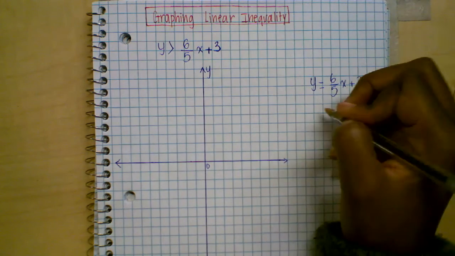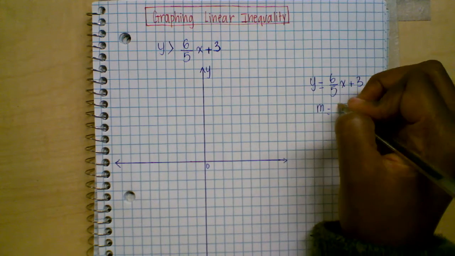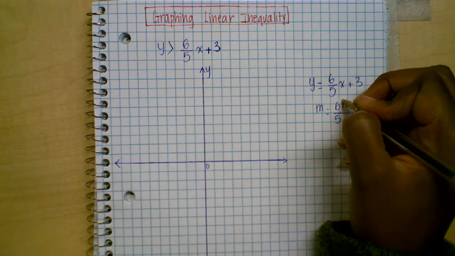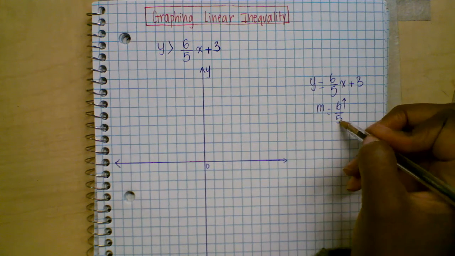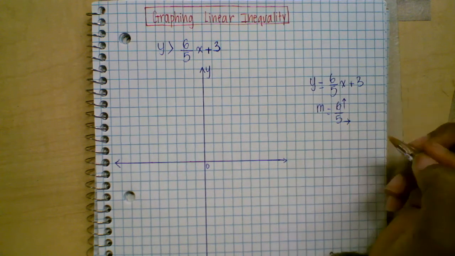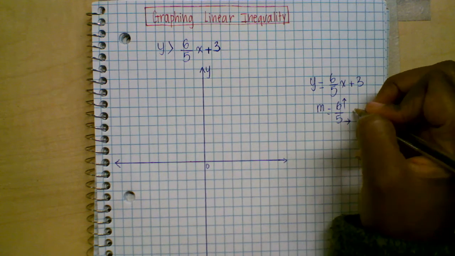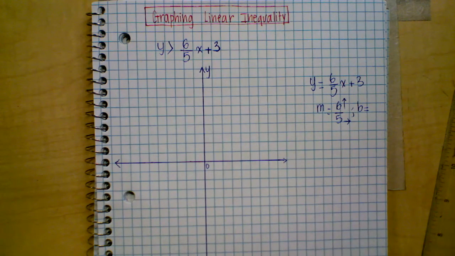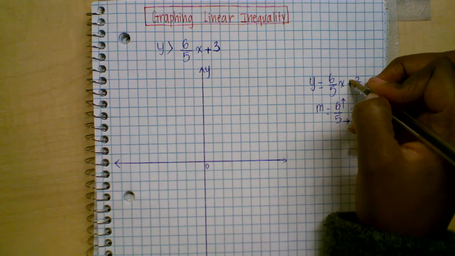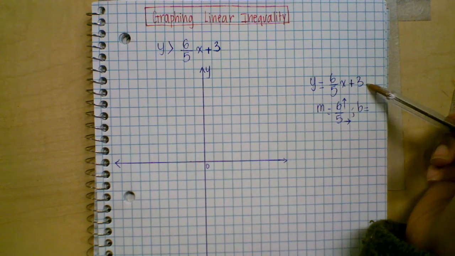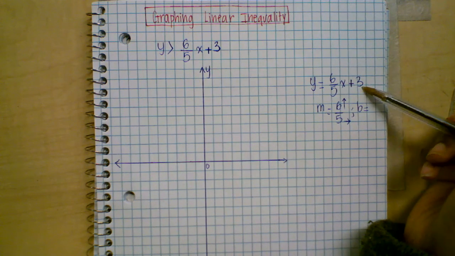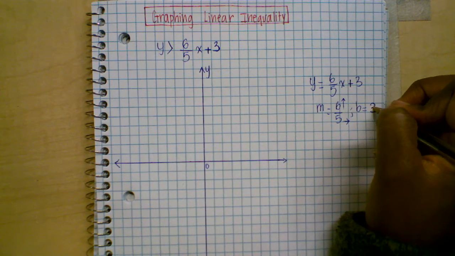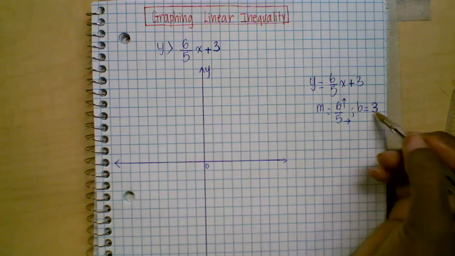Now the m is the number in front of x, which is 6/5. So the rise is positive, so I'm going to go up 6. And the run is positive, so I'm going to go to the right 5. And where am I going to start? I'm going to start at the y-intercept. And what is a y-intercept? The y-intercept is a constant, and we call constant the number by itself. So the number by itself here is positive 3. So b equals positive 3.